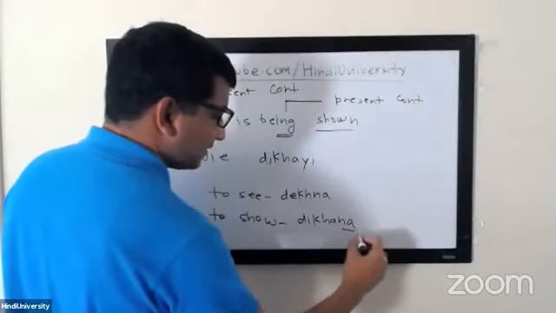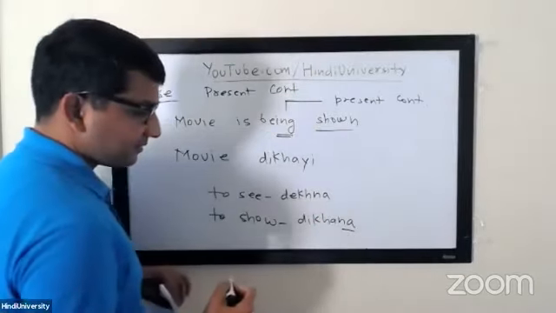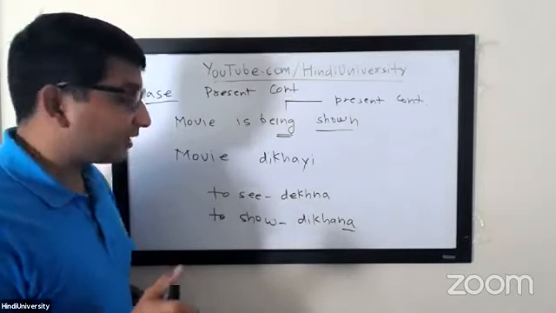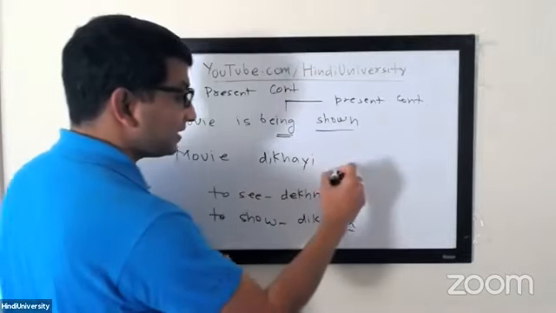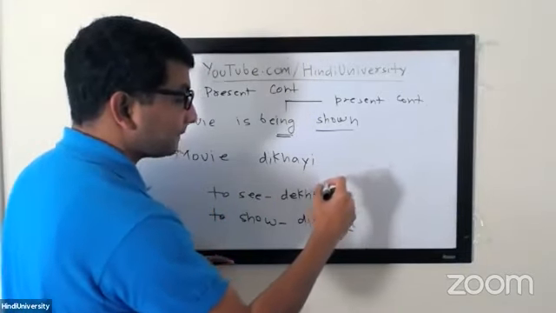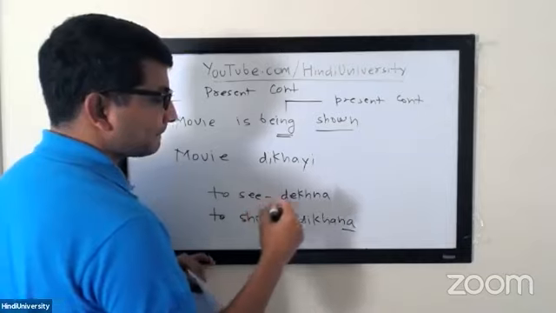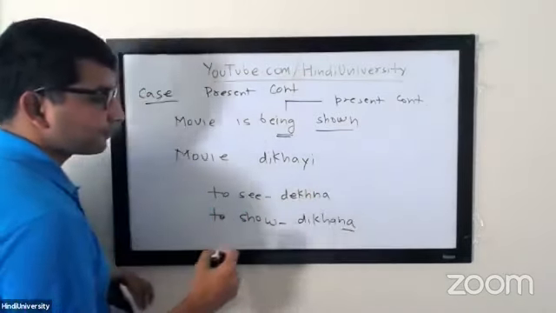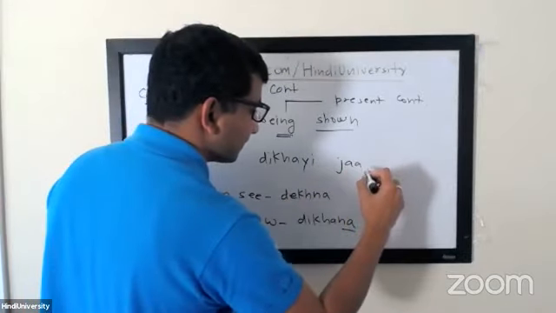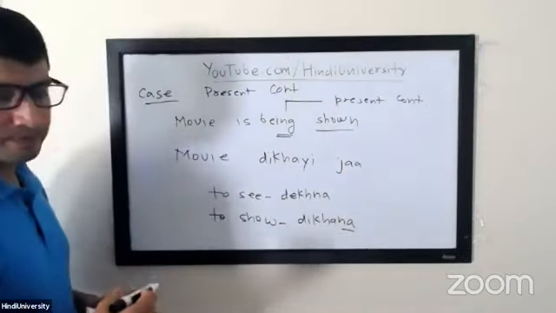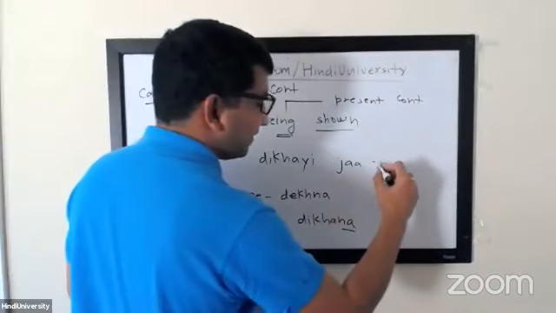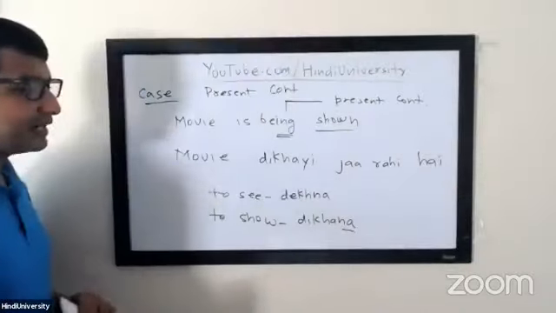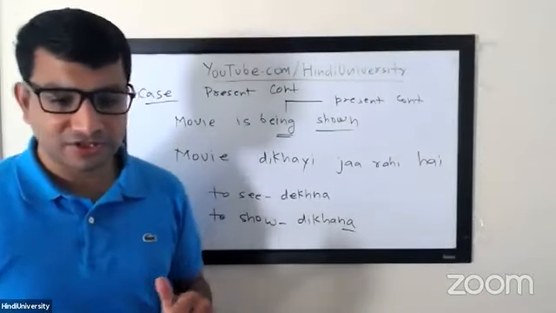I don't know if you don't hear me because it interrupts from time to time. So I don't know if I'm right or wrong. I can hear you. Okay. Ja. Okay, just a second. Ja rahi hai. Very good. Movie dikhai. Awesome. This is great. Okay. Movie dikhai ja rahi hai.